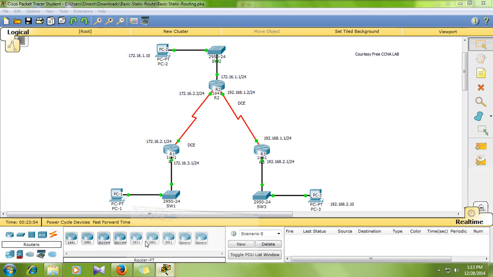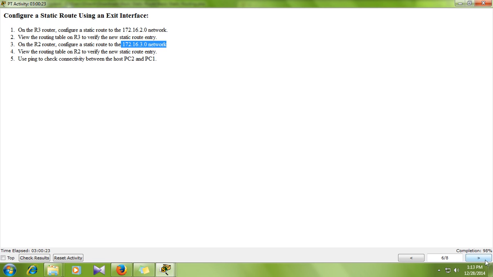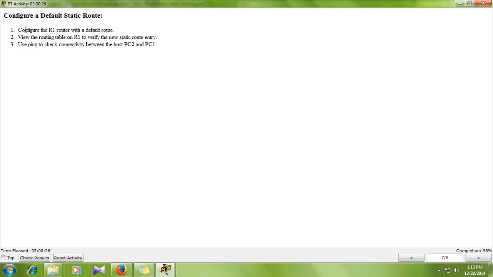The seventh one, configure default static route. Okay, what is the default static route?